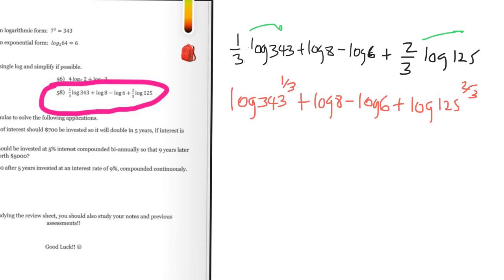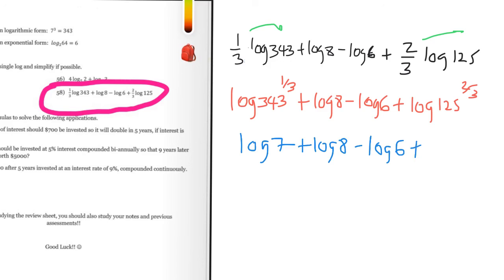Now, in your calculator, you could always raise 343 to the 1/3 power, and that would give you 7, actually. So we end up with log of 7. Look at that. Simplifying already. So that's going to be plus log of 8 minus log of 6. And what is it? Plus log of 125.